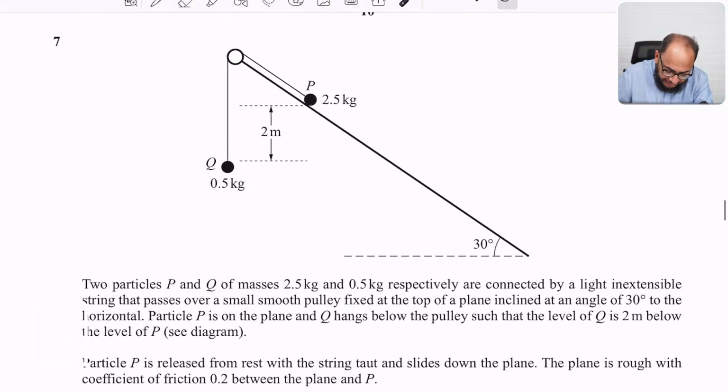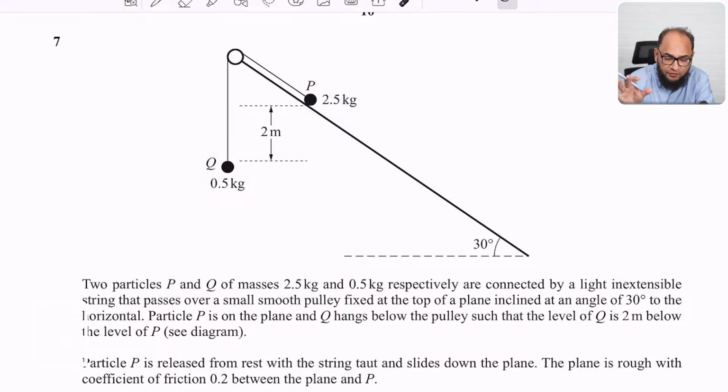Now the question says two particles P and Q of masses this thing. So this is P, this is Q. P is the heavy one, and they are connected by a light inextensible string that passes over a small smooth pulley fixed at the top of the plane. Now that's a standard statement. That is a light inextensible string. Hooke's law is not applicable. Light means the weight is not considered.